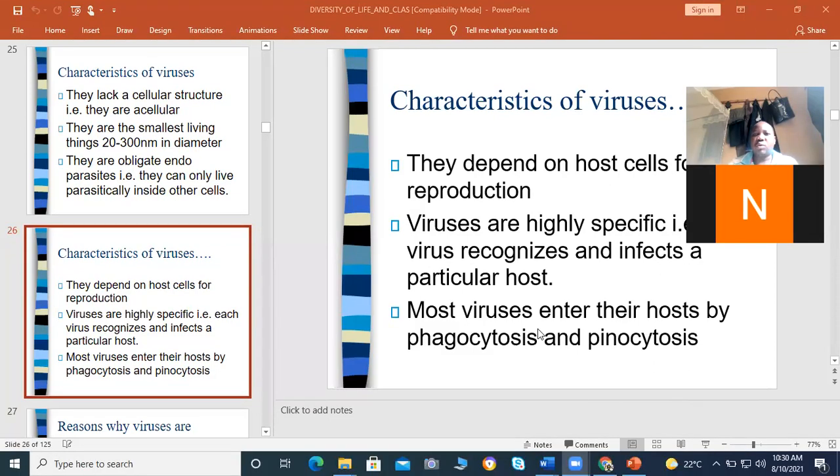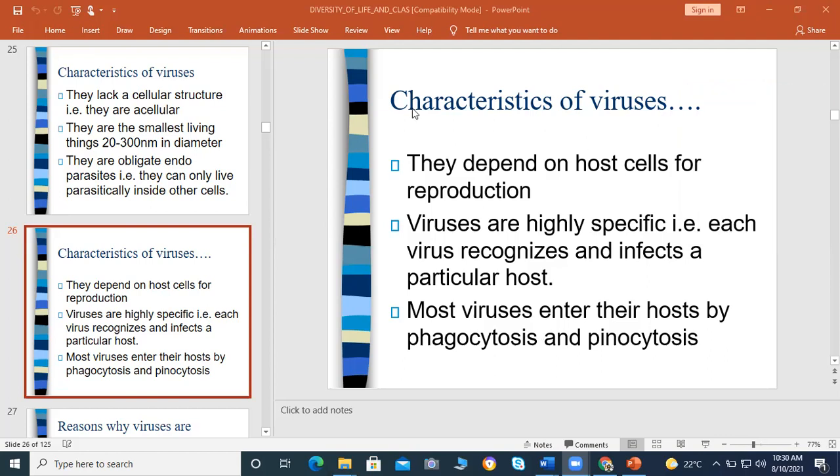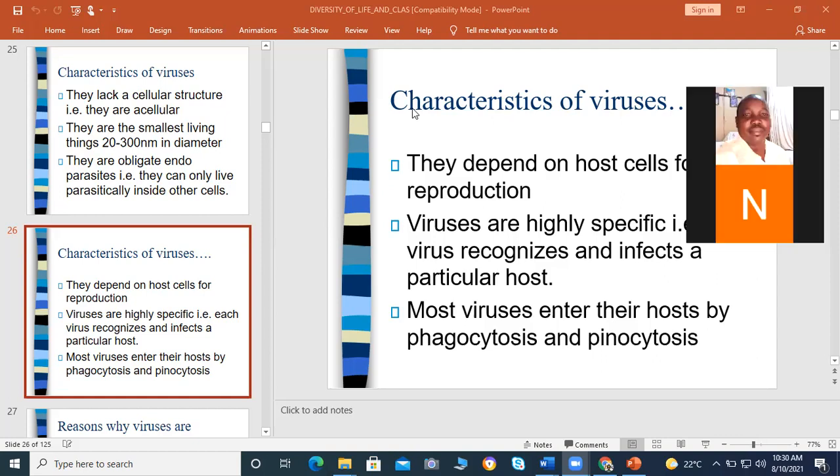So I was talking about the characteristics of viruses. And like I've told you, for the virus, we are saying that they depend on the host cells. We are saying they are specific and they infect a particular host. Like I was giving you, those that affect humans are human viruses. There are those that affect, let's say, cattle, like foot and mouth disease. All these are viral. So they are very specific. They recognize and then infect only specific host cells.